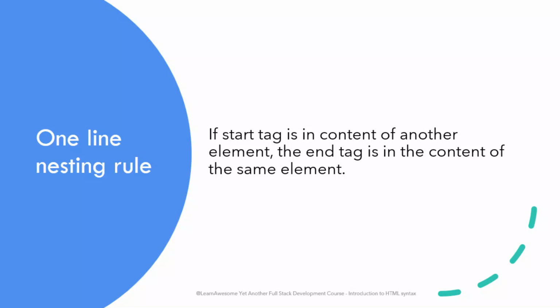So I also came up with a one-liner rule of nesting, since the rules we discussed were overlapping quite a bit. So if a start tag is in the content of another element, meaning the parent element, the end tag is in the content of the same element, which means if you start an element as a child of a parent element, then the child should be fully contained within the parent. I hope that is clear by now.